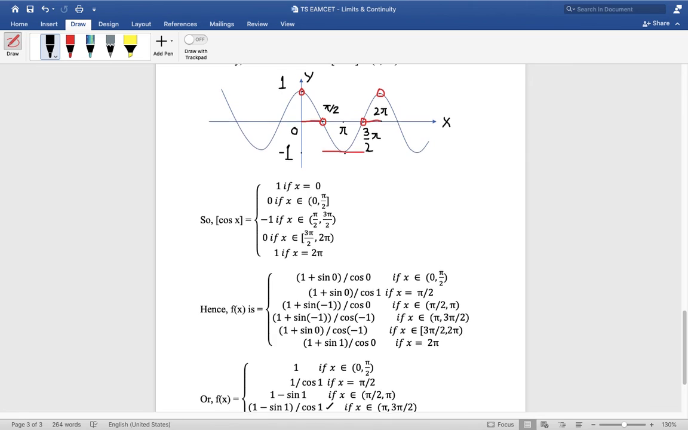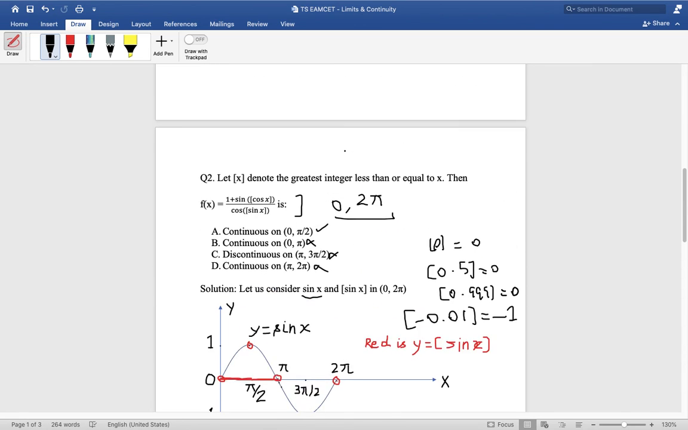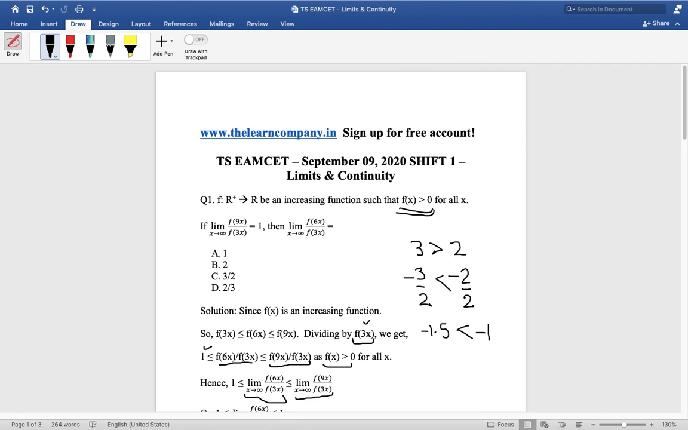So we are done with the two questions on limits and continuity that were asked in this exam. I will continue with the rest of the calculus in the next videos, which is integral calculus and differential calculus, which includes area under the curve, indefinite integrals, definite integrals, differential equations, etc. So, thank you everyone.